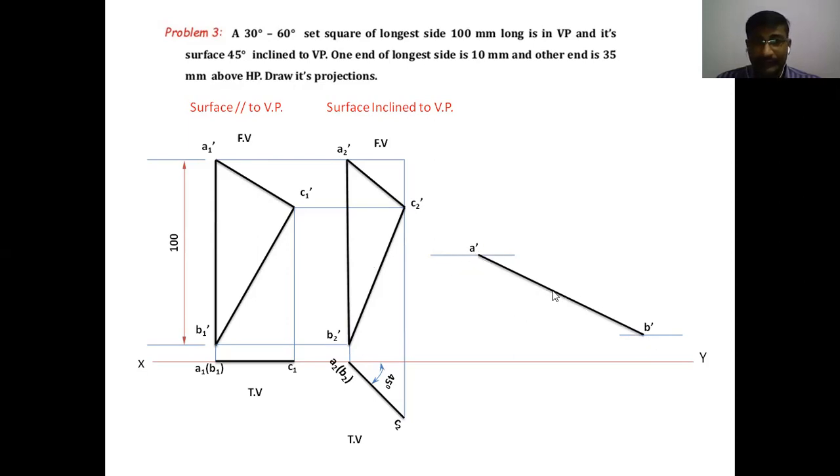This is the longer side, with a length of 100 mm. This is the 10 mm length. This is the 35 mm distance from the XY line. Then how to get the third point, C dash? Take A2 dash, C2 dash as a radius and A dash as center. Draw one curve here. And next, take the B2 dash, C2 dash length as a radius, and take B dash as a center. Cut the previous curve, and we will get the C dash.